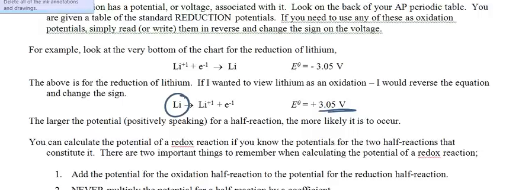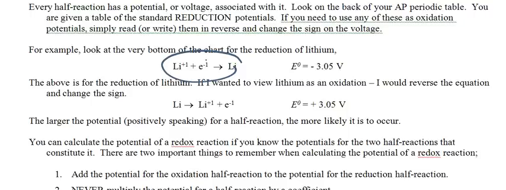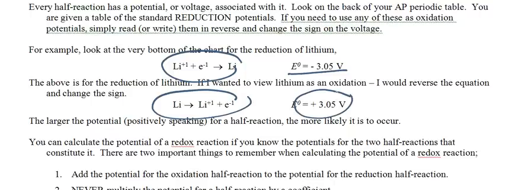Let's clear that off. Oops, clear everybody, guys. All right, so the standard reduction potential. If it's a reduction reaction, then we're going to use the values that are on the table. If it's an oxidation reaction, we simply flip the reaction and flip the sign. Nothing wrong with that.